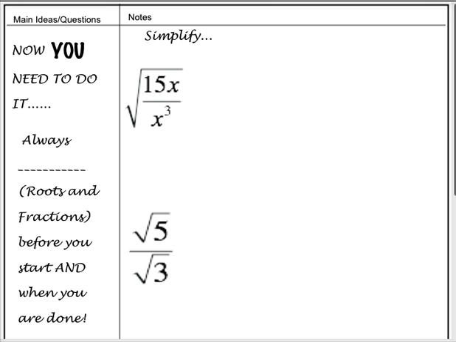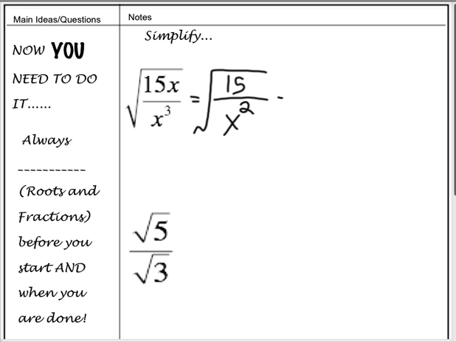Square root of 15x over x cubed. Looking at this, the first thing I want to do is simplify and reduce the fraction first. So I have the 15. Now, x over x cubed, we can actually simplify that piece of the fraction. X to the first, take away x cubed, 1 minus 3. Well, that's going to give me a negative 2, which means it is a positive 2 in the denominator.